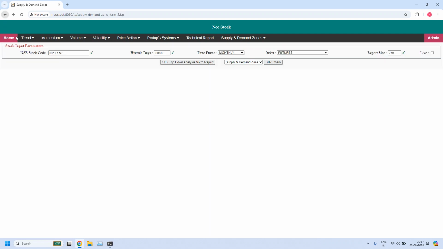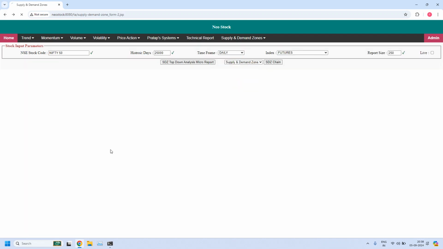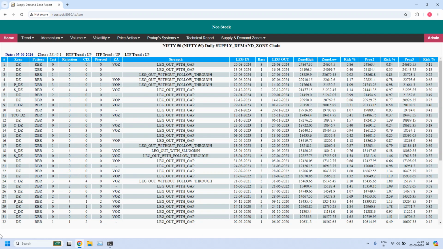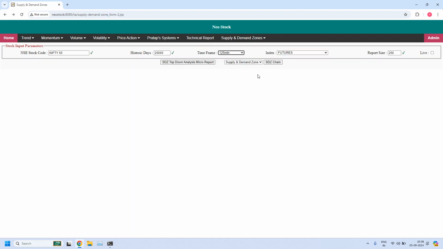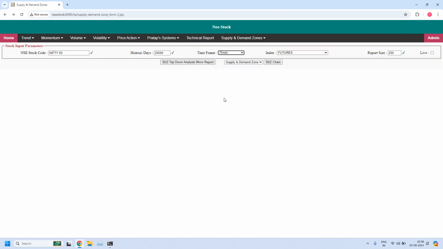Next, I am going to generate for a weekly time frame. I am generating a weekly supply demand zone chain for NIFTY. Next time frame is daily, generating daily supply demand zone chain for NIFTY. Next time frame is 125 minutes, generating 125 minute supply demand zone chain for NIFTY. Next time frame is 75 minutes, generating 75 minute supply demand zone chain for NIFTY.